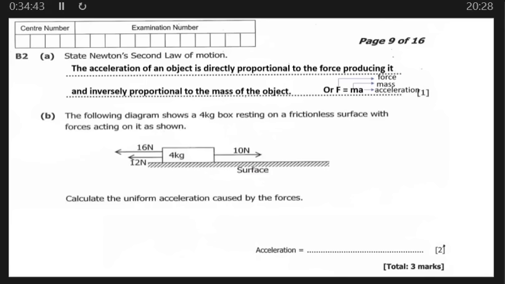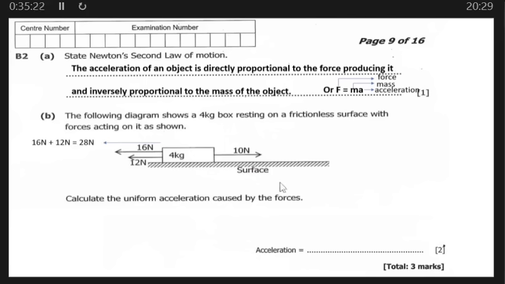Question B says the following diagram shows a 4 kilogram box resting on a frictionless surface with forces acting on it as shown. So we have this 4 kilogram box here, with forces here. On the left we have 16 newtons and also 12 newtons, pulling it on the left side, and on the right side we have 10 newtons. So the total forces acting on the left side are 16 newtons plus 12 newtons, which will give us 28. So on this side we have 28 and on this side we have 10.